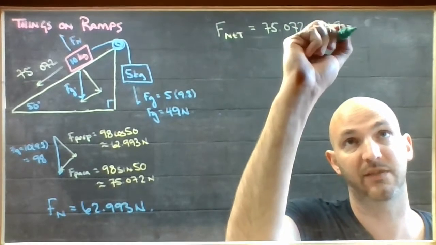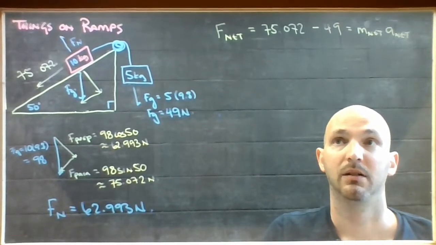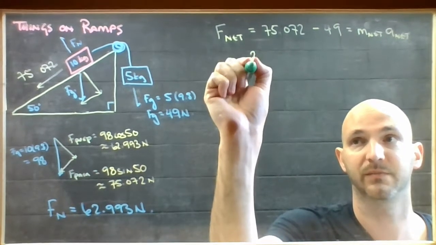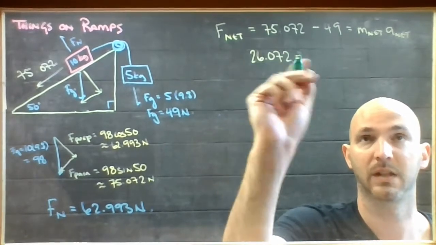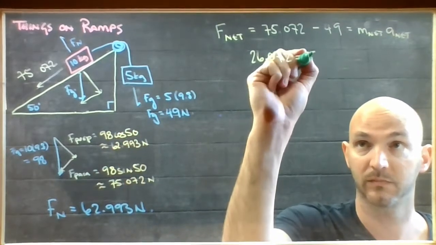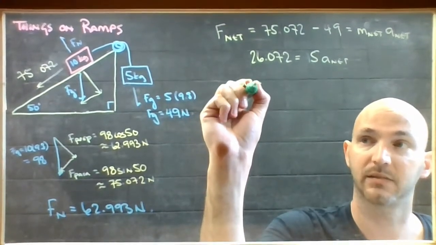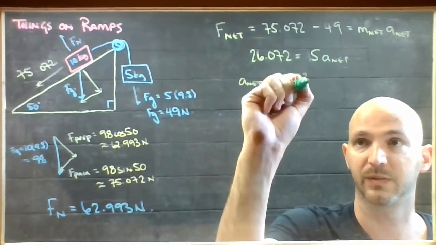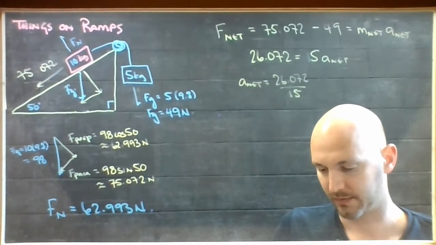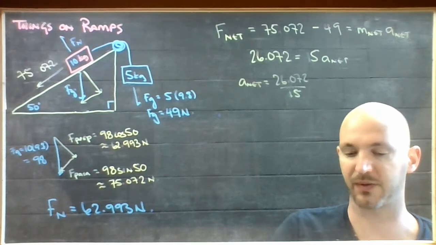And those things together should give me net mass times net acceleration. So 75.072 minus 49 is 26.072. The net mass of this system would be this mass plus this mass for a total of 15. So my net acceleration then would be 26.072 divided by 15, which gives me 1.738 meters per second squared.